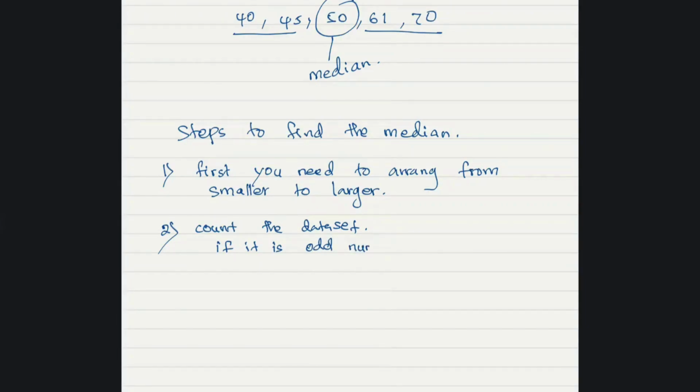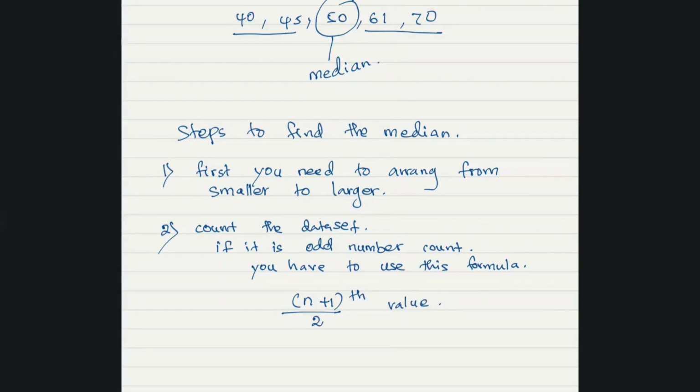If it is an odd number count, there is a different formula to find the median. You add 1 plus the count and divide it by 2, and the value at that place will be the median. So if I have 5 values and I add 1, 6 divided by 2 equals 3. The third value is the median value. Likewise, you find the median for an odd number count.